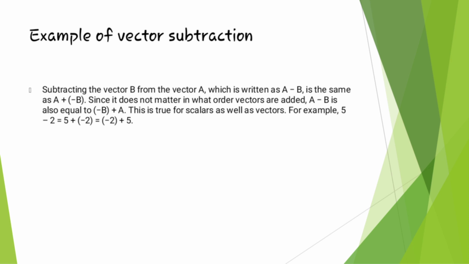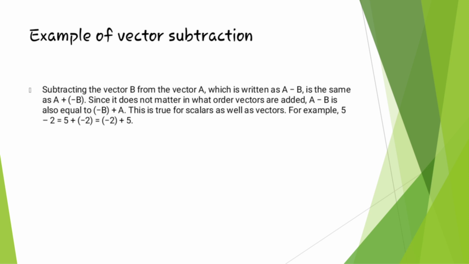Subtracting the vector B from A, written as A minus B, is the same as A plus the negative vector of B, meaning the direction is not considered. Since it does not matter in what order vectors are added, A minus B is equal to -B plus A. This example is worked out mostly on scalar quantities. So let's check on this.